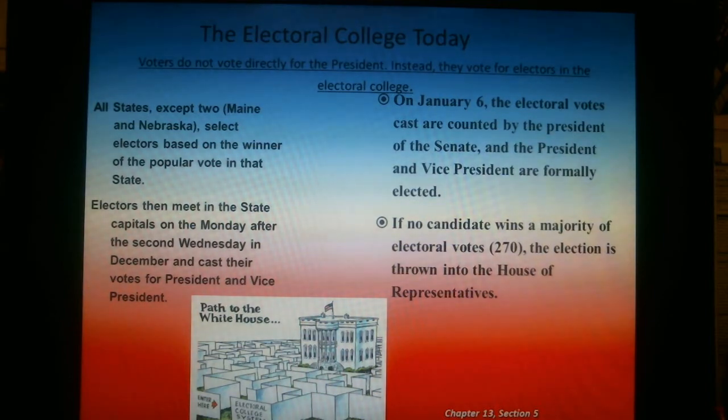If no candidate would get the magic number of 270, then the election is supposed to go to the House of Representatives by Constitution. The House then gets to vote. Now, all 435 members do vote, but they vote as a state. So even though California has 54 House members, they only get to count as 1 vote, because they vote as a group. So Kansas has the same amount of power as California, as New York, and others, because they all just count as 1. So there's 50 votes then for the presidency.